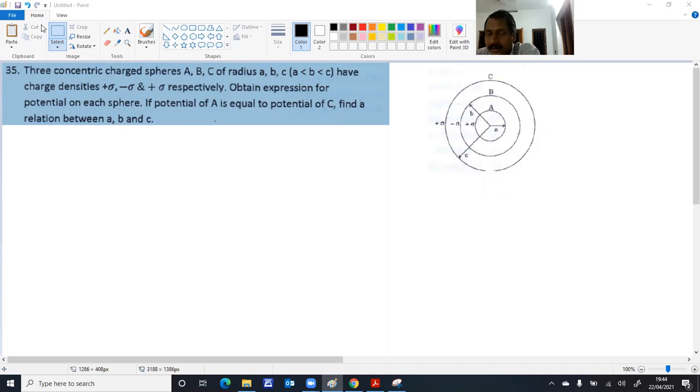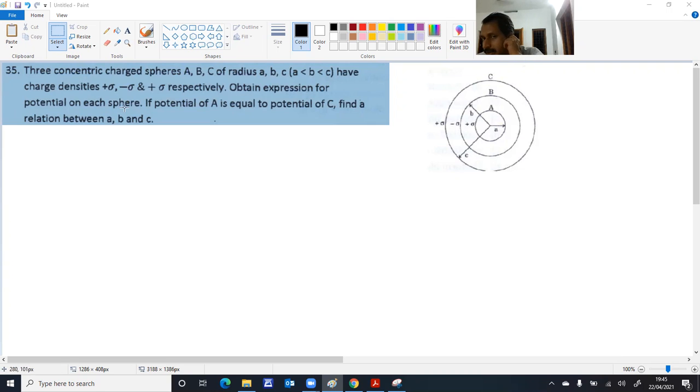I'll slowly start. You can check whether you got the same idea we are trying to do. A, B, C are the radii, with A less than B less than C. The charge densities are sigma, minus sigma, plus sigma. You want the expression for potential on each sphere.